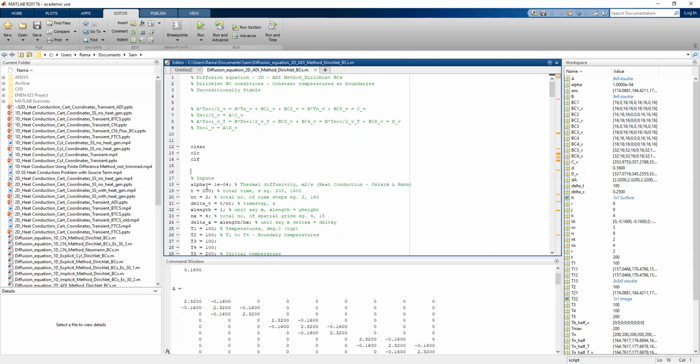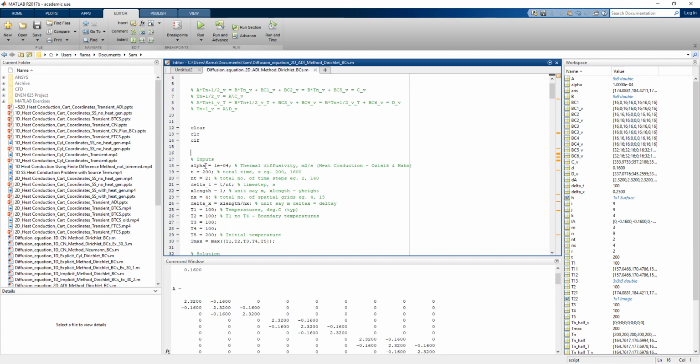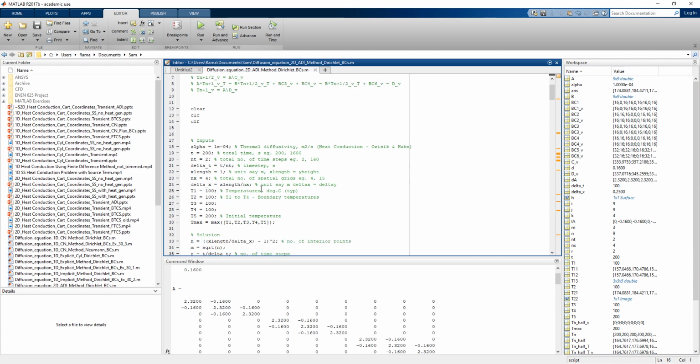Here, alpha represents the material property called thermal diffusivity, as discussed earlier. We have a total time of say 200 seconds. Number of time steps equals 2. So delta t equals t over nt, which is 100 seconds. And the length of the plate shown as x length is 1. And the y length is the same as x length.